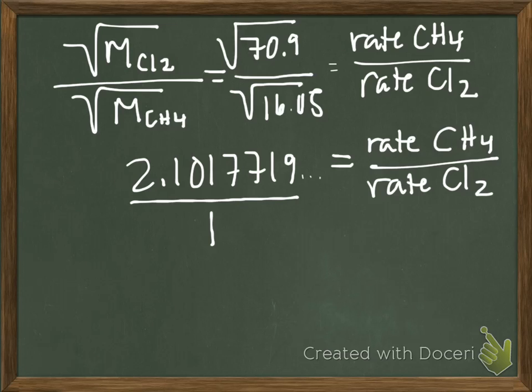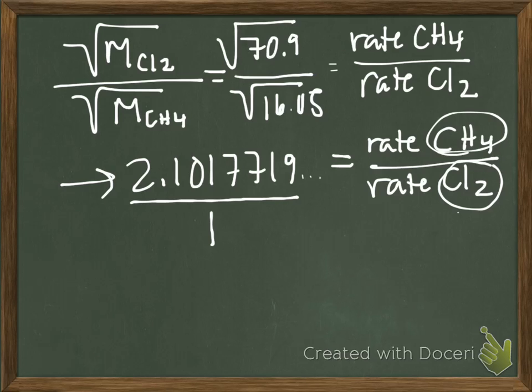methane effuses. The thing to remember is that there's an invisible 1 under there. And what we're saying is that methane effuses at 2.10 times the rate of chlorine. Okay? Methane effuses at 2.1 times the rate of chlorine. Does that tell you that methane effuses faster or more slowly than chlorine? Faster. More than twice as fast. Is that consistent with what you would expect based on their masses? Yes. Methane's smaller, it's lighter, it goes faster.